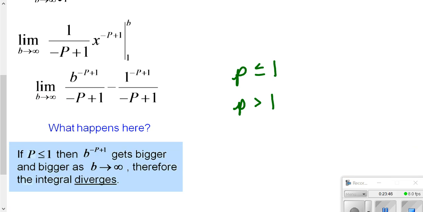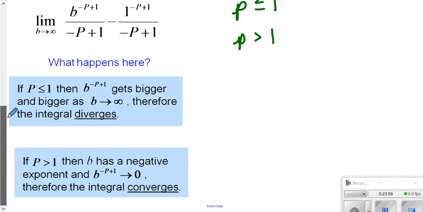Okay, so if P is less than or equal to 1, then that numerator on the first part is going to get bigger and bigger, and therefore you will have divergence. However, if P is bigger than 1, then B will have a negative exponent, and therefore you're going to 0, and therefore convergent.